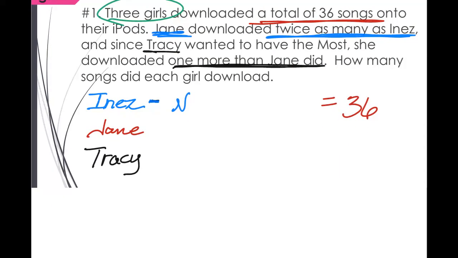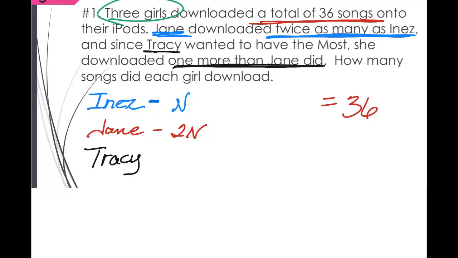If Jane has twice as many, how are we going to show her amount? 2n. Because we don't want to have 3 variables. Have you ever tried to solve a 3-variable equation? It's not very fun. And then Tracy has, what does it say?